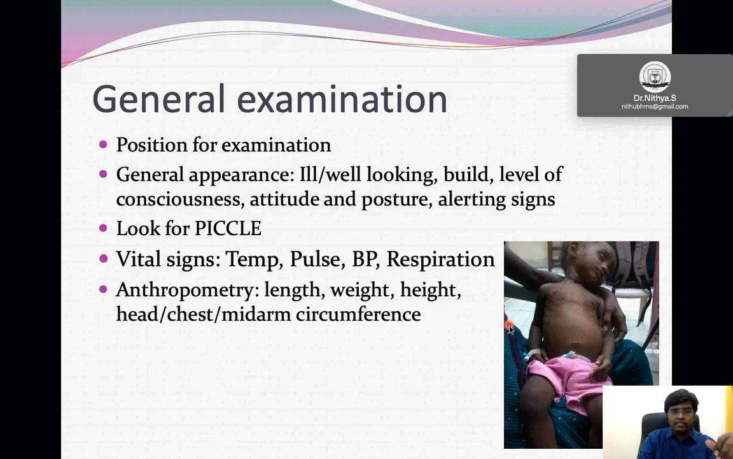PICCLE means you look for pallor, that is anemia, in the conjunctiva of the child, either in the palpebral conjunctiva or in the hands. You look for icterus in the bulbar conjunctiva. You look for cyanosis and clubbing in the hands, and cyanosis in the lips for central cyanosis. And you look for generalized lymphadenopathy, and whether any edema is present. So these things are a part of your general examination. Then comes your vital signs.